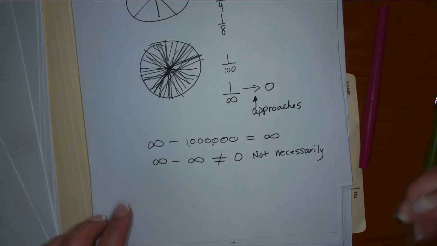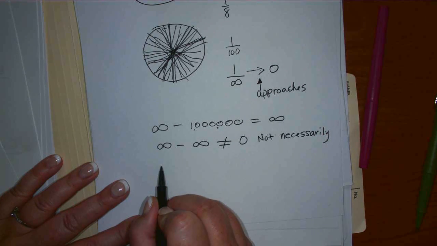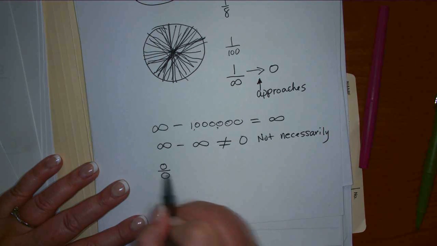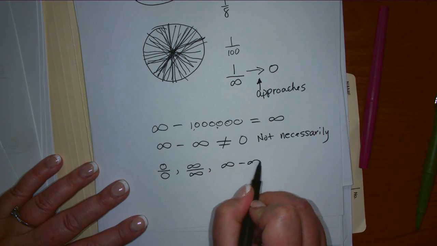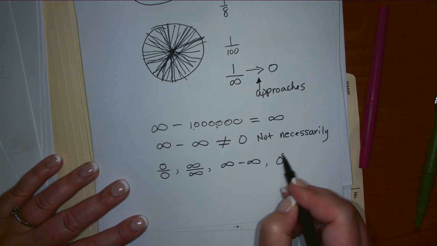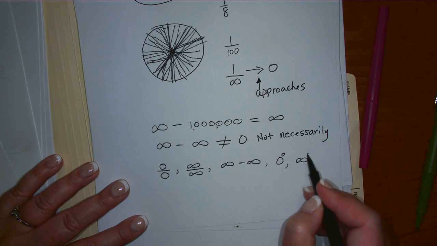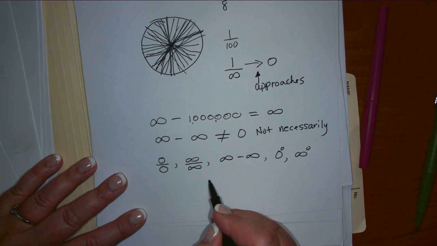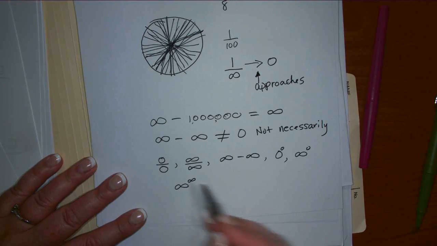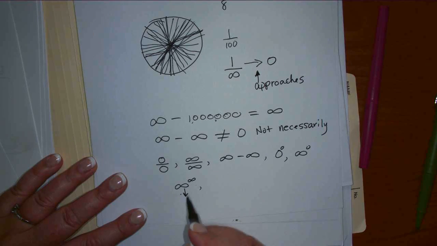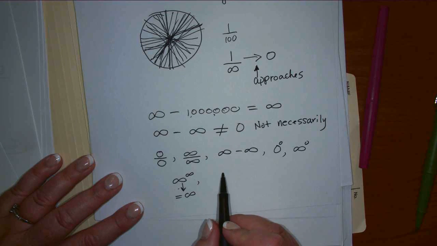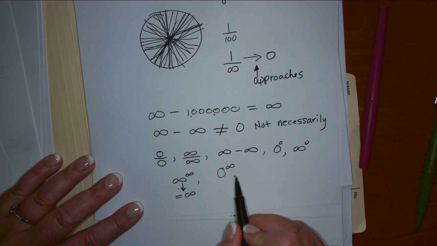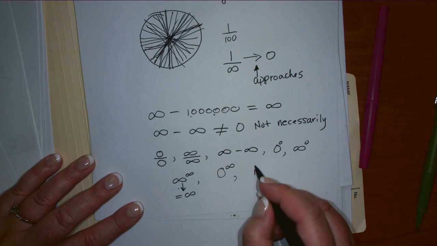So what we call, say, 0 divided by 0, infinity divided by infinity, infinity minus infinity, 0 to the 0 power, infinity to the 0 power. What else? What other combination? Infinity to the infinity? Actually, that is equal to infinity. What else? 0 to the infinity? These are all what we call indeterminate forms.